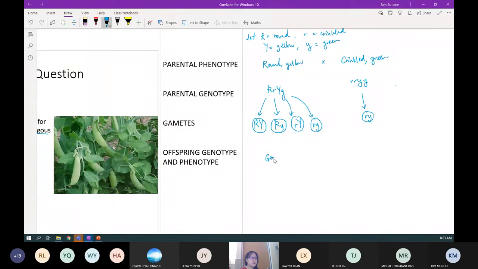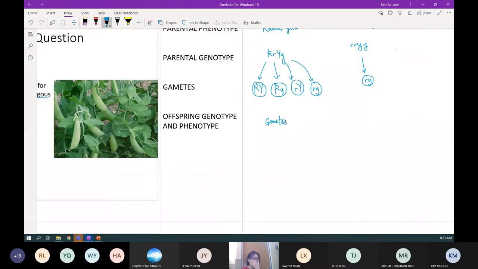So what happens to your Punnett square? Okay, I like to do it longer rather than shorter, but that's all up to you.